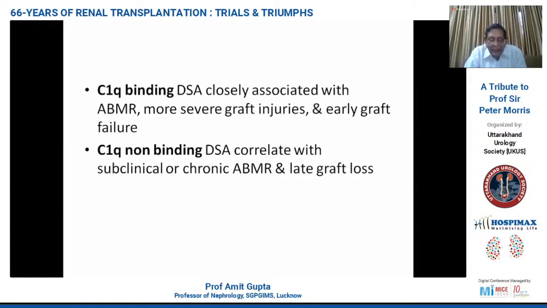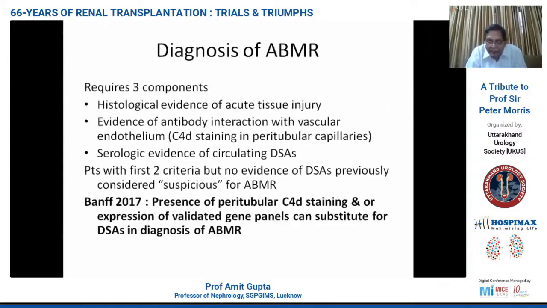Then you have the C1q binding donor-specific antibodies, which are closely associated with acute antibody-mediated rejection, more severe graft injuries, and early graft failure. Whereas C1q non-binding donor-specific antibodies correlate with subclinical or chronic ABMR and late graft loss.